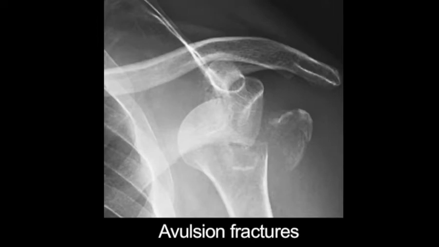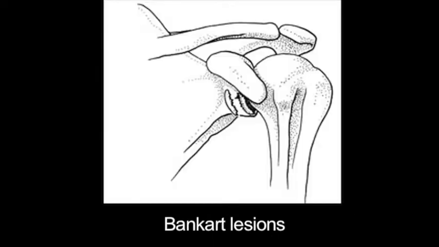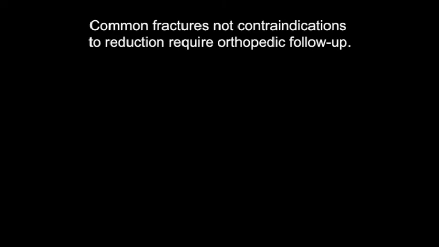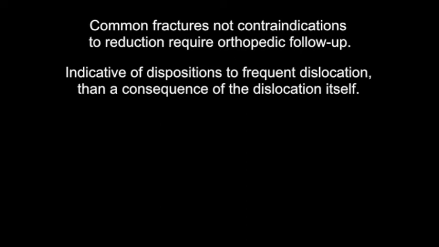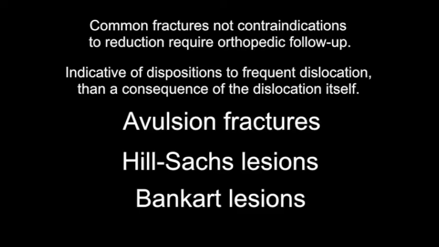Small avulsion fractures, Hill-Sachs lesions, which are impaction fractures of the posterolateral humeral head, or Bankart lesions, which are fractures of the anterior rim of the glenoid labrum, are not contraindications to reduction by an emergency physician, but these patients should have close orthopedic follow-up. These more minor fracture findings are quite common and are more indicative of a disposition to frequent dislocations than a consequence of the dislocation itself.